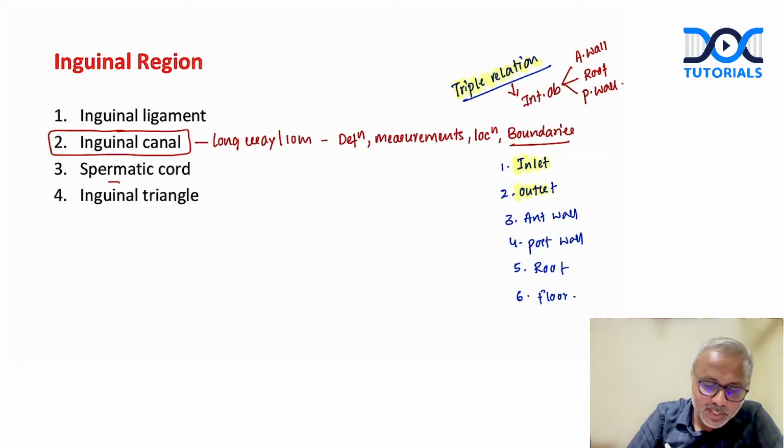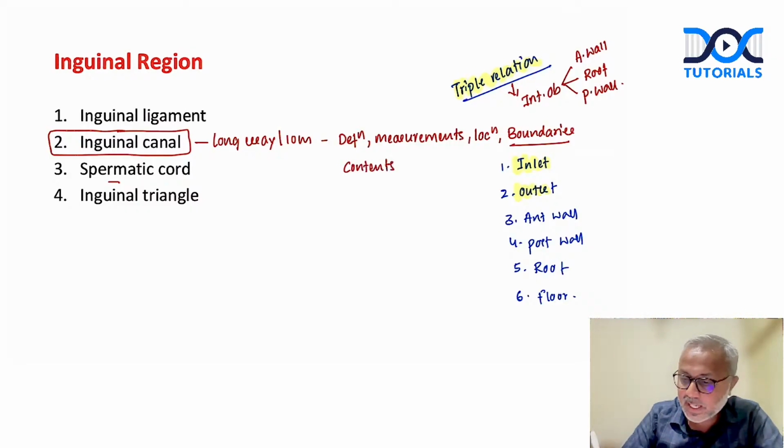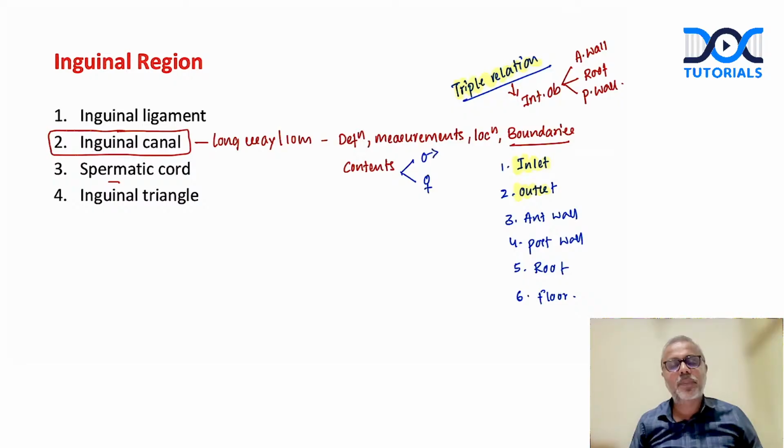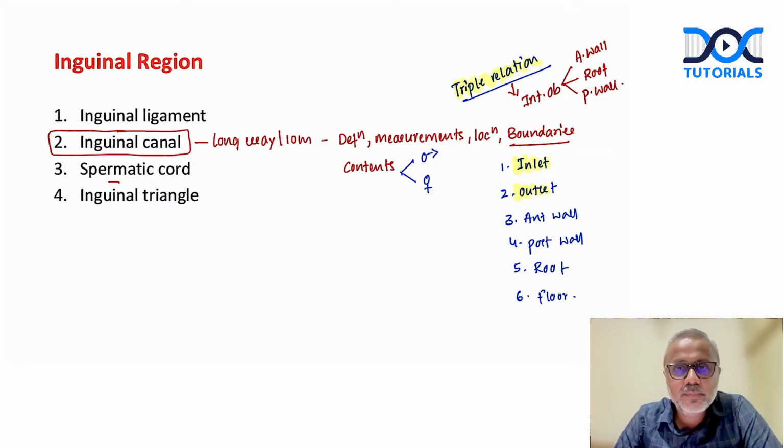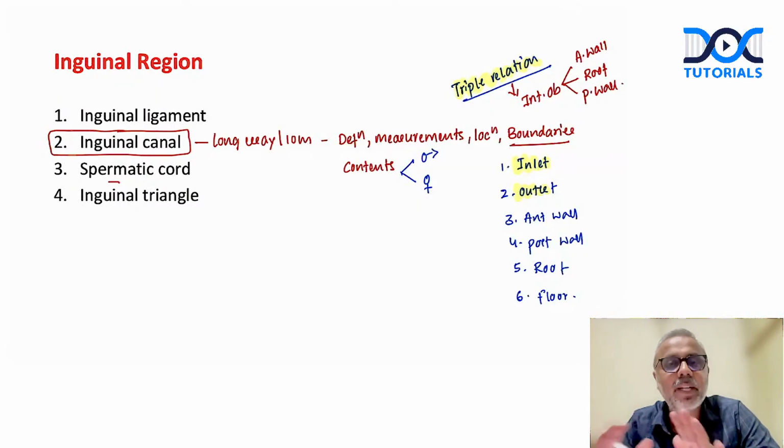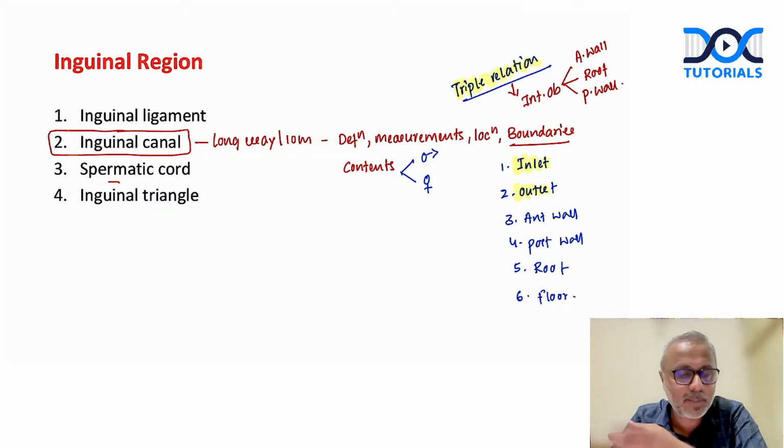And then once we have talked about boundaries, we can talk about the contents. And in contents, again, I want you to remember, write it separately in the case of males and in the case of females. Now, divide it into partial content and complete content. What do we mean by complete content? Complete content is something that traverses the entire length of the inguinal canal, and that is the spermatic cord in males and the round ligament in females.